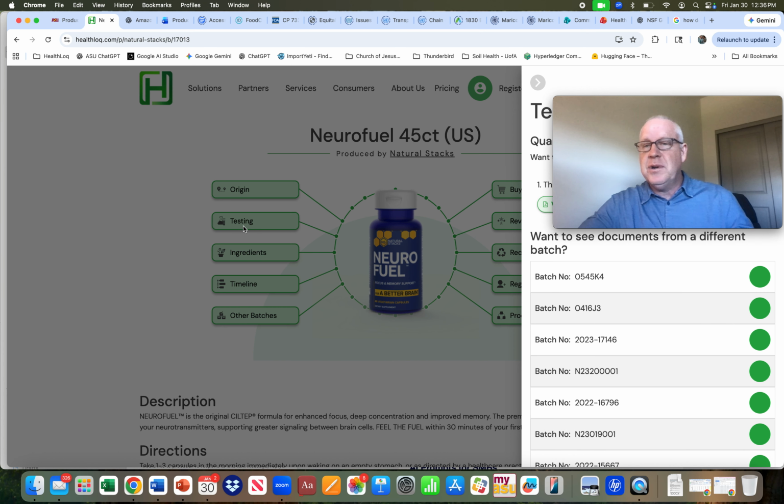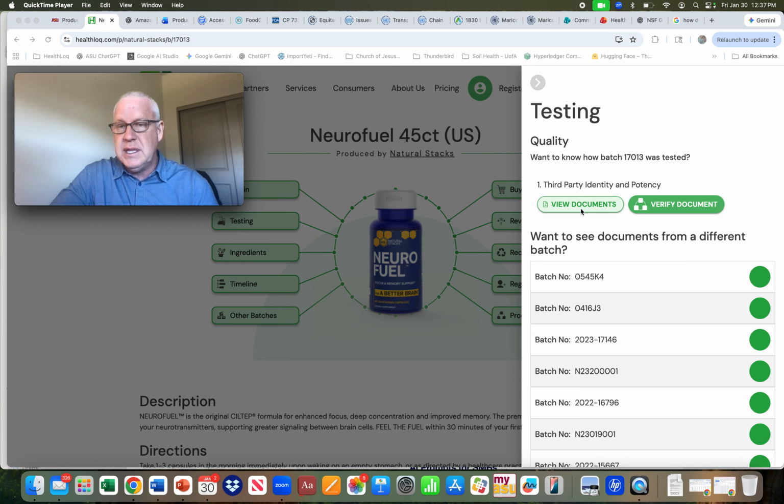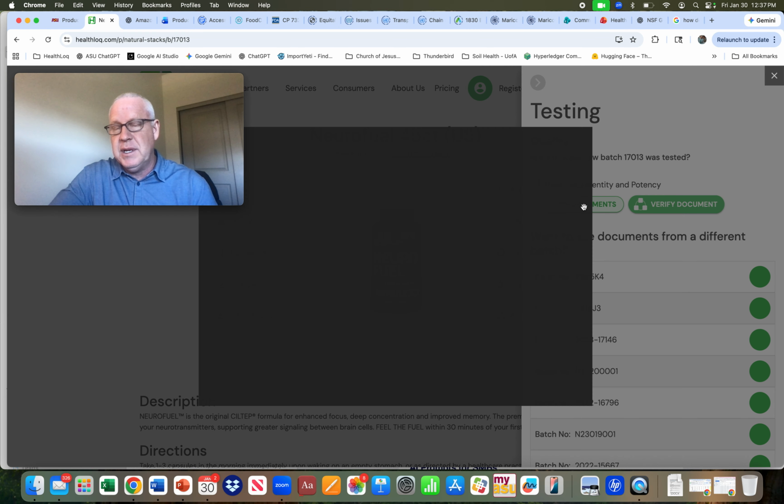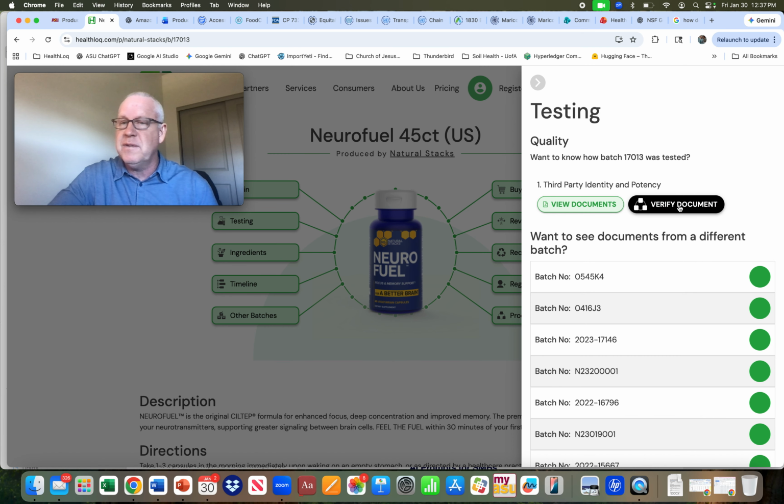We also capture and tie to the batch testing documents. So let me move my picture here. You can see these documents. This document is a certificate of analysis that was performed by this lab. It was simply a potency test, and it gives you a view of that potency test, but we can also verify the authenticity of the document. We do this with our zero knowledge proof technology.